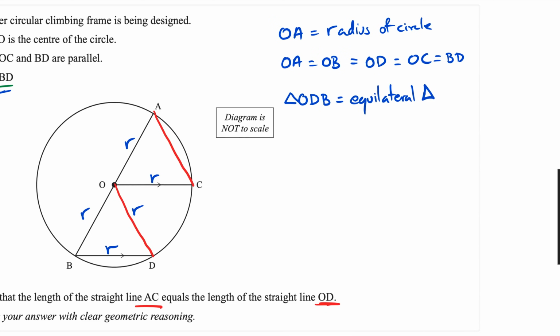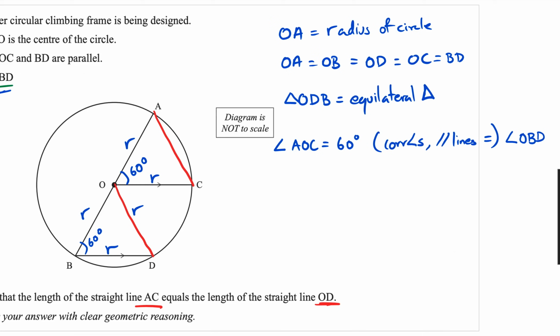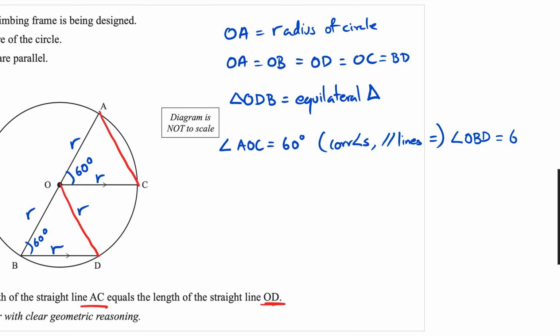Our next thing is that we're going to say that AOC is equal to 60 degrees. And the reason is because OBD is 60 degrees, and then we've got corresponding angles. So we're going to write that up. So angle AOC equals 60 degrees because corresponding angles in parallel lines are equal. And if you want, you can put in there angle OBD equals 60 as well, because of that.